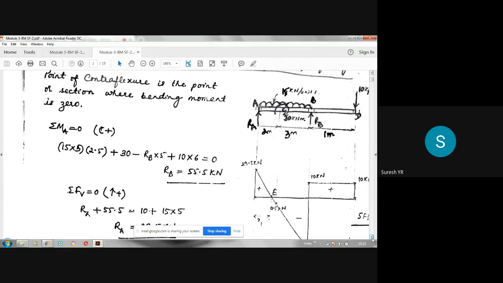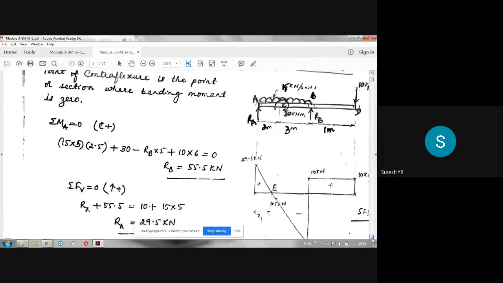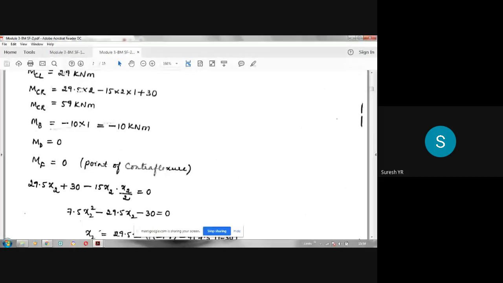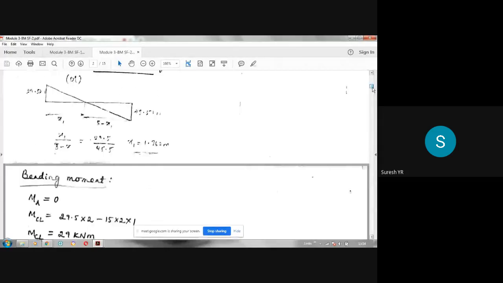So MA value is 0. Then we have taken MCL. MCL is 29. MCR is 59. MB is minus 10. And MD is 0. And if you plot the bending moment diagram, see it will be like this.